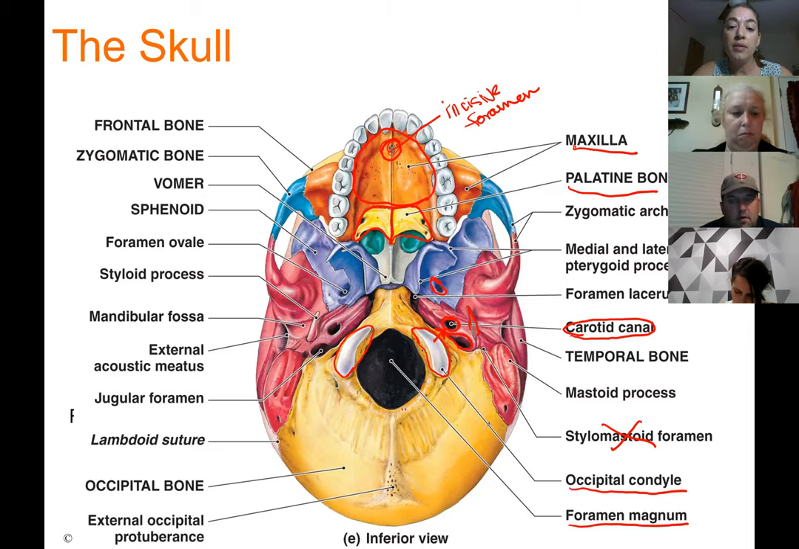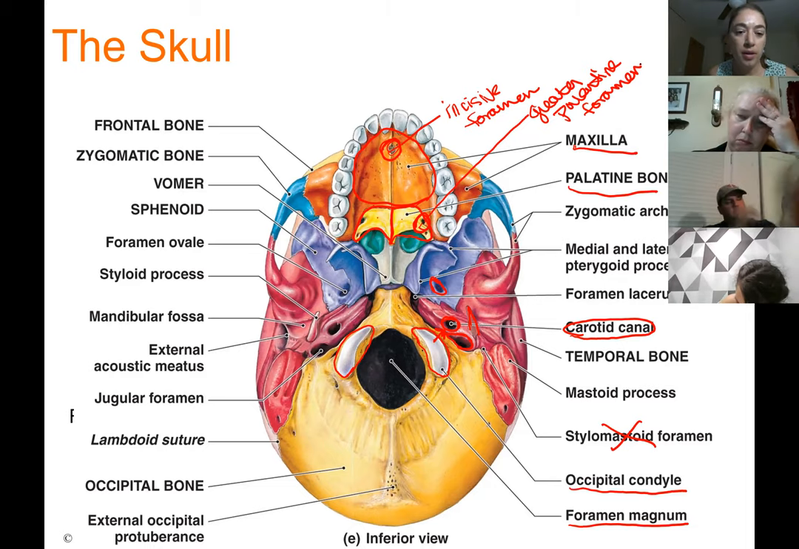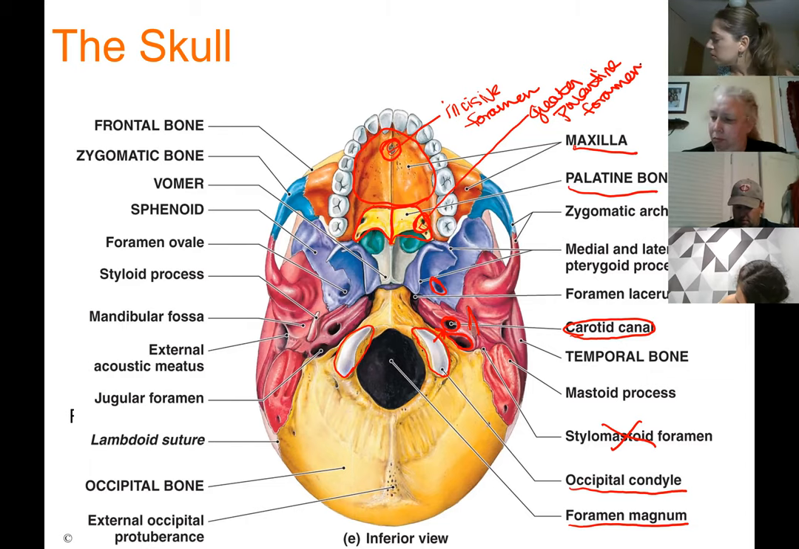The next foramen that I know you'll need to know, right here on the palatine bone, the larger hole that you see is your greater palatine foramen. So let's see if I can draw an arrow. Greater palatine. Sorry for the handwriting. Greater palatine foramen. Okay. Well, let's see if there's anything else in this picture we can identify. There's just a few that you cannot see.